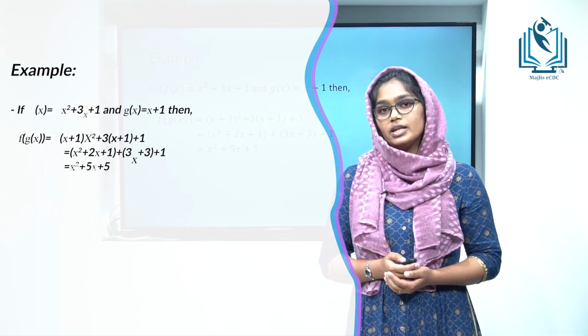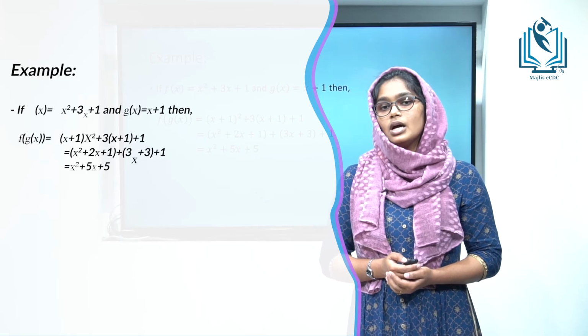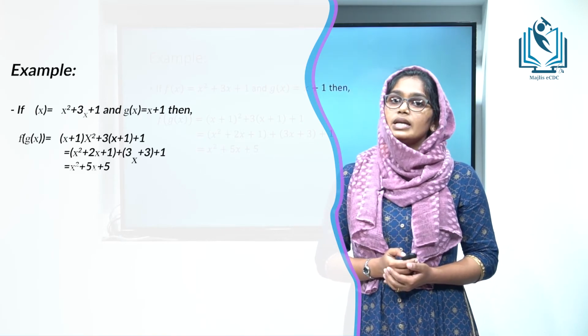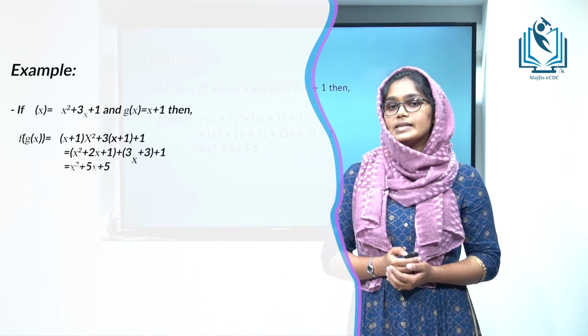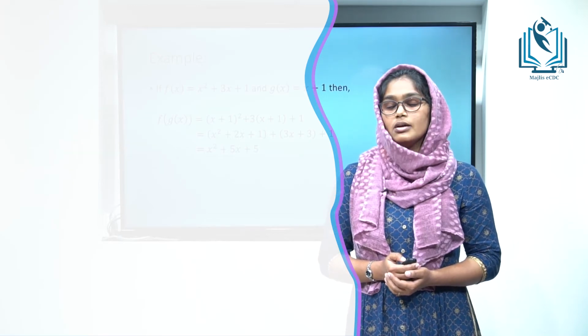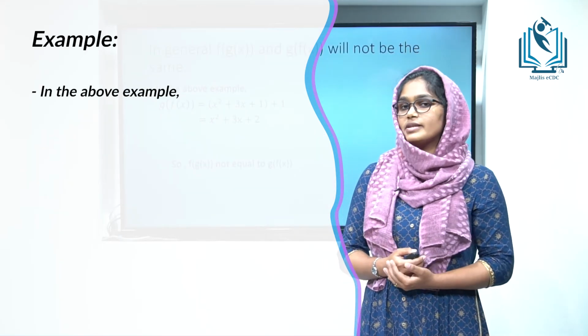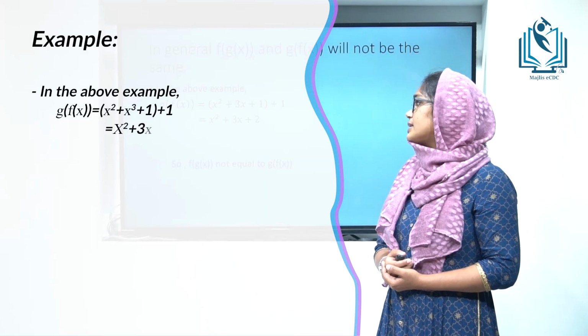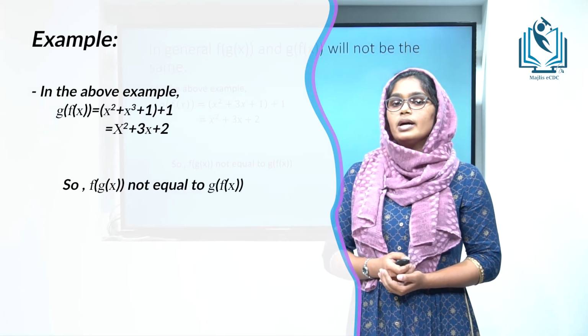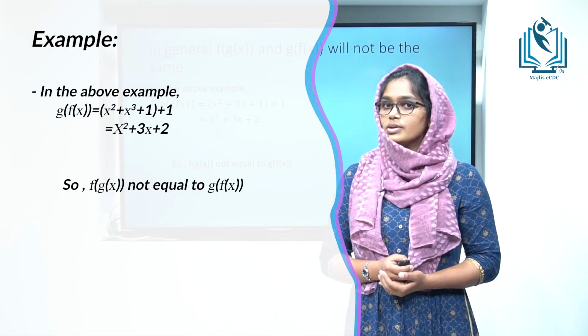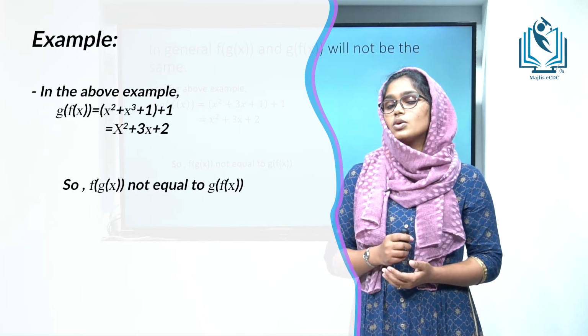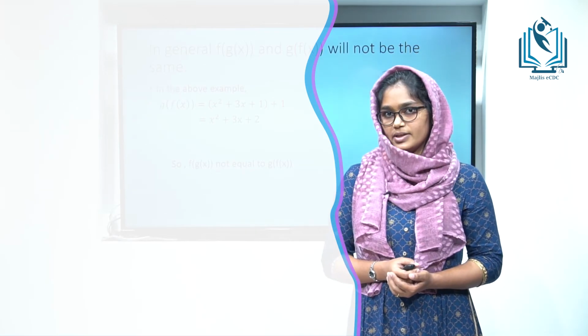We can also find the composition g of f of x in a similar way, but f of g of x need not always be the same as g of f of x. In the above example, g of f of x equals x square plus 3x plus 2. So f of g of x is not equal to g of f of x. So f of g of x is not always equal to g of f of x.